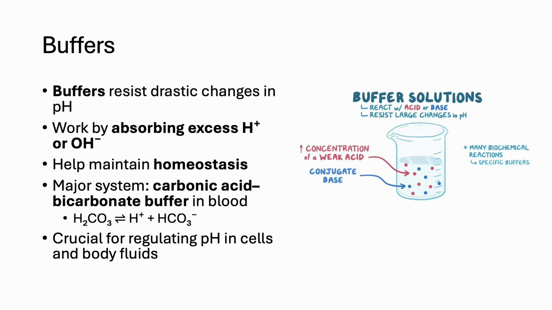Buffers are chemical systems that help maintain a stable pH by reacting with excess hydrogen or hydroxide ions. When an acid or base is introduced to a system, buffers work to minimize the impact. One of the most important buffers in the body is the carbonic acid bicarbonate buffer system in the blood. When blood becomes too acidic, bicarbonate ions bind to hydrogen ions to form carbonic acid. When it's too basic, carbonic acid dissociates to release more hydrogen ions. These reversible reactions help maintain homeostasis. Without buffers, even minor changes in metabolism could lead to dangerous shifts in pH.